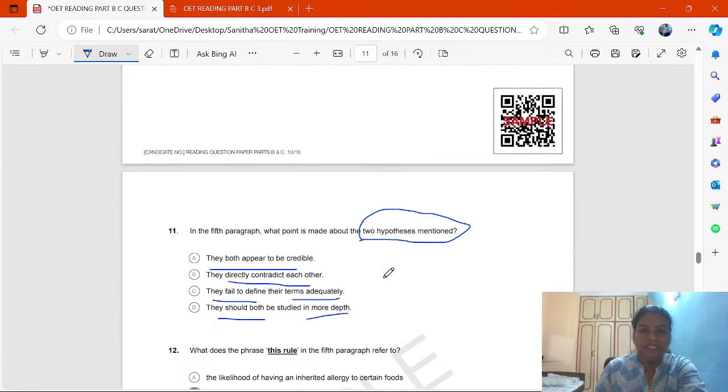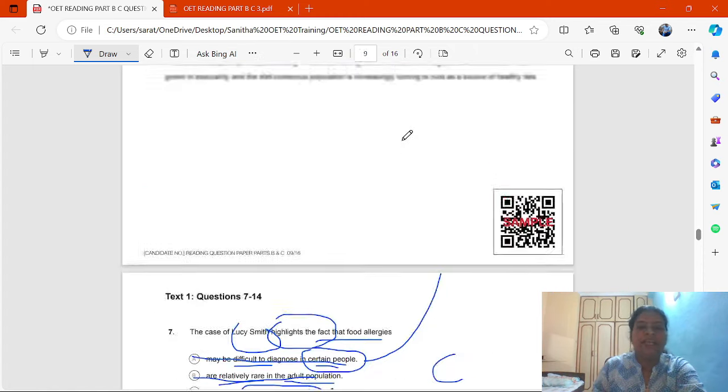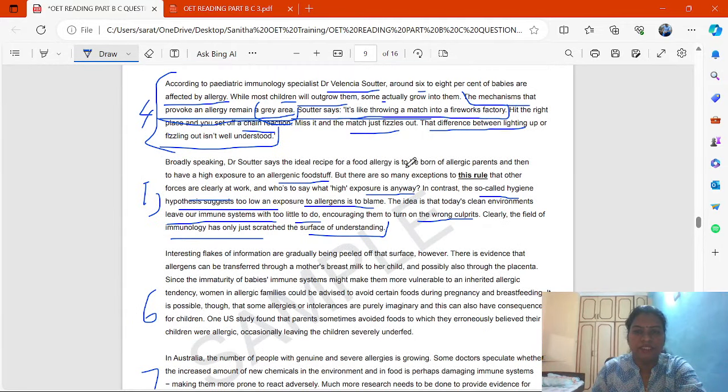Then we come to the options. They both appear to be credible. They directly contradict each other. See, we have to see what the two hypotheses are. One hypothesis is saying allergic parents are more prone to develop allergy, and if there is high exposure to allergenic food, there is a chance. That is one point. Then the second hypothesis is saying there is a clean environment. If there is a clean environment, there is a more chance of getting allergy.